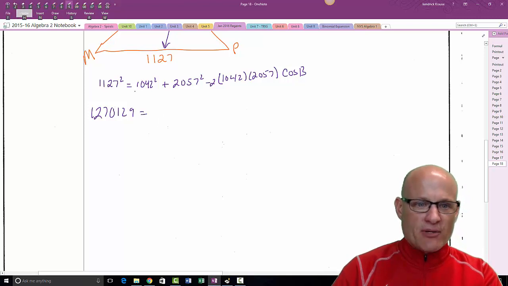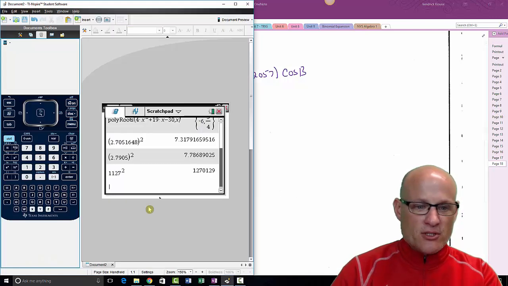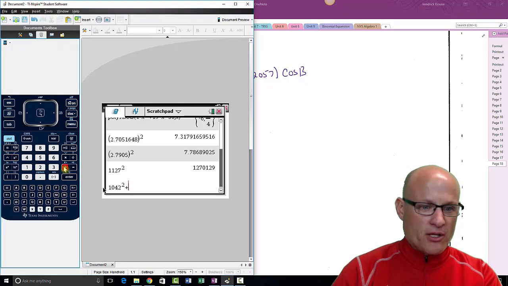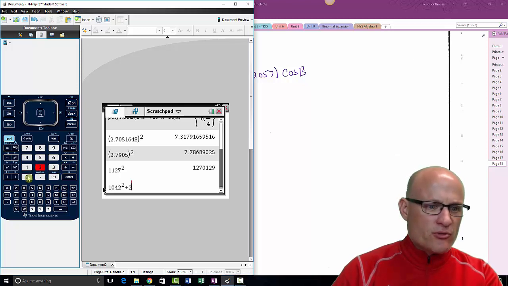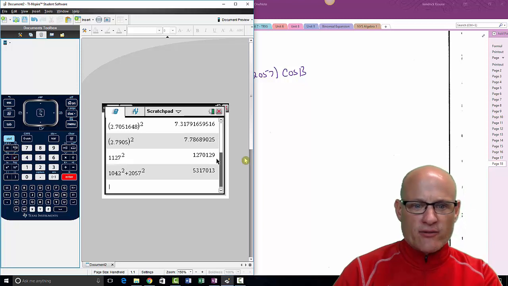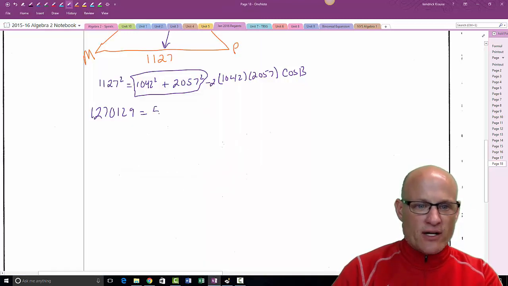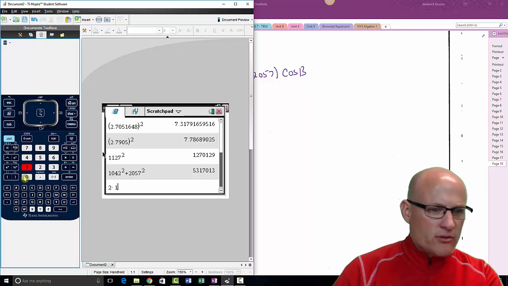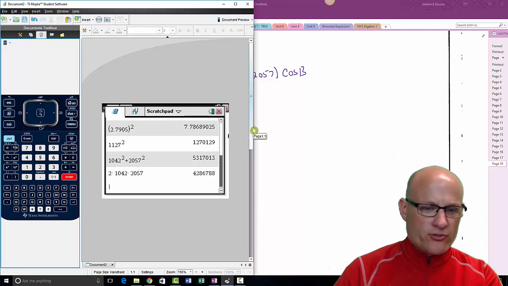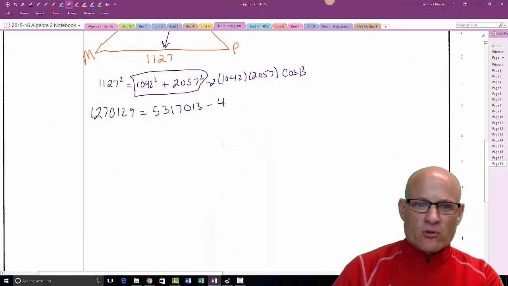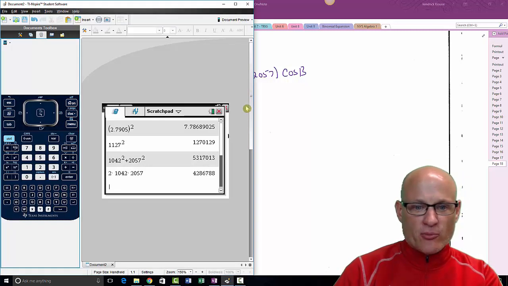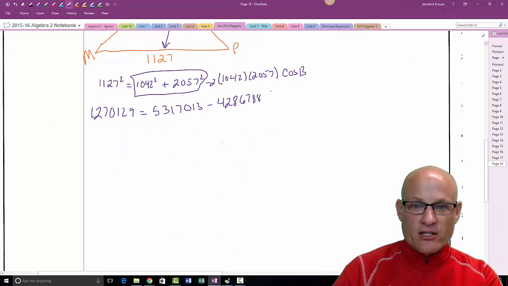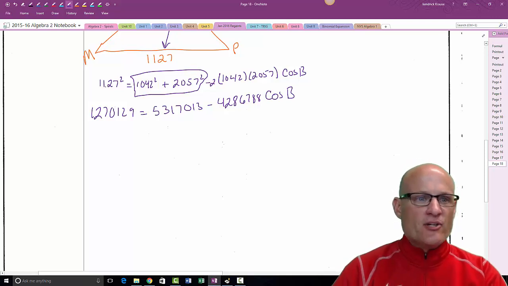1,270,129 is equal to, now I'm going to take these two things and add them up and put them together. So 1042 squared plus, was it 2057? 2057 squared, and I get 5,317,013 minus, and then I'm going to do 2 times 1042 times 2057, and that's equal to 4,286,788. Lots of places to make mistakes because the numbers are so big. Cosine B. All right, so now I got to move this over.